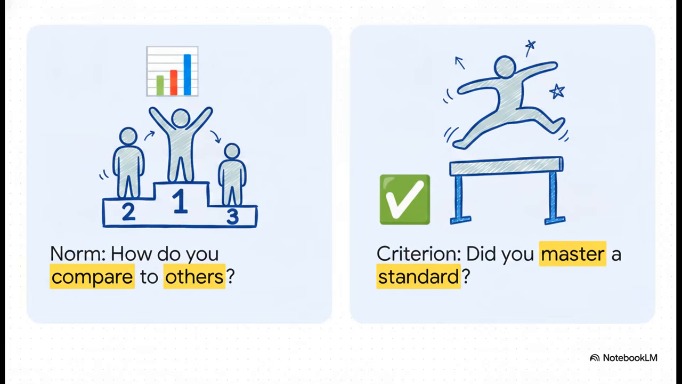Before we leave our first pillar, we have to distinguish between two completely different ways to interpret a score. Ask yourself this: are you trying to beat the curve, or are you just trying to prove you know your stuff? If you want to know how you rank against your peers, you use norm-referenced interpretation. But if you're taking a driving test or a medical licensing exam, we use criterion-referenced interpretation. In that case, we really don't care how you compare to others. We only care if your performance meets a specific, predetermined standard of mastery. You either pass the bar or you don't.